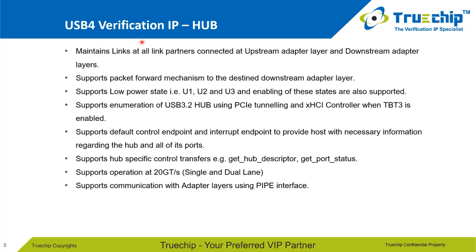These are the features listed which TrueChip's USB4 hub supports. For example, low power states of USB 3 or operation at 20 GT per second single lane and dual lane.